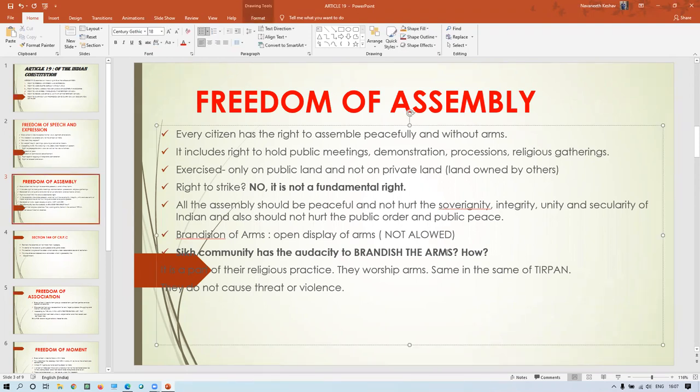So as I said, there is an exception here in the freedom of assembly. It is about the Sikh community. There is a question asked here: the Sikh community has the audacity to brandish arms in public. It means in public. How is this?